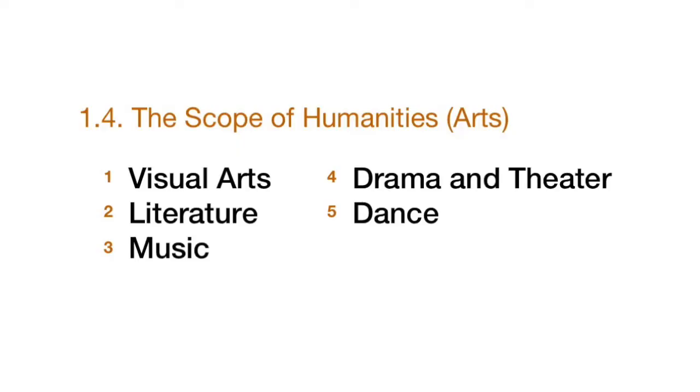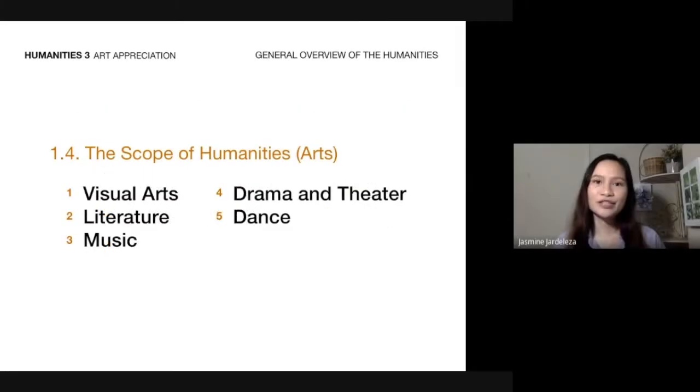We are now finally moving on to our last topic for Lesson 1, General Overview of Humanities. In this video, we will be discussing the scope of humanities in the field of fine arts. This topic will cover the following forms of art: visual arts, literature, music, drama and theater, and dance.